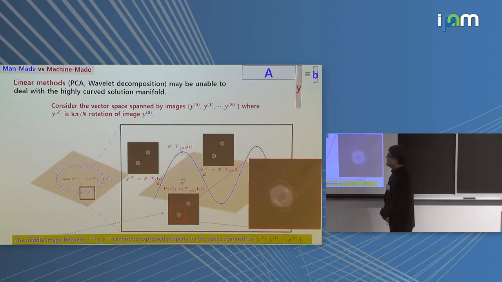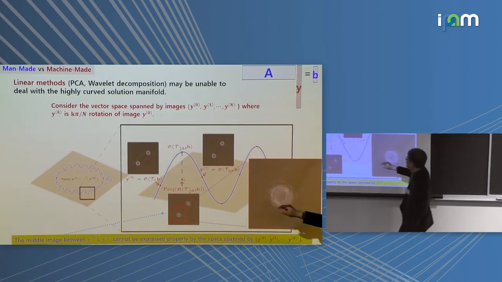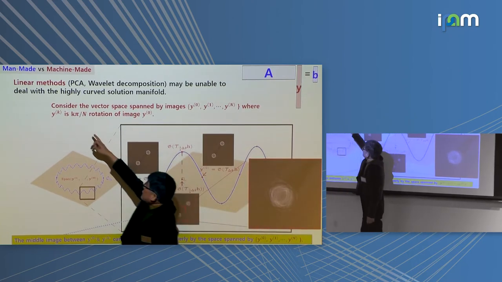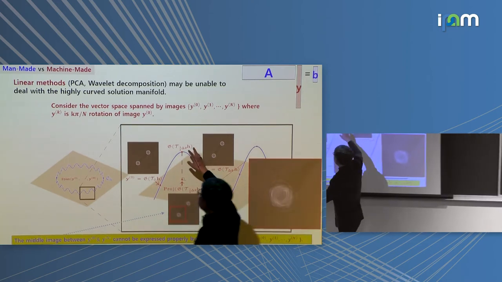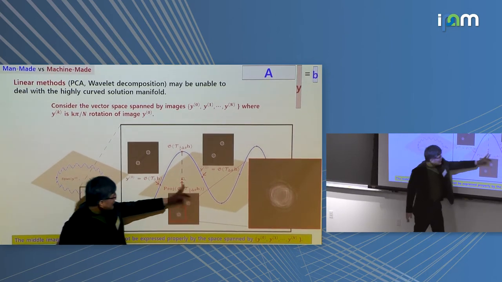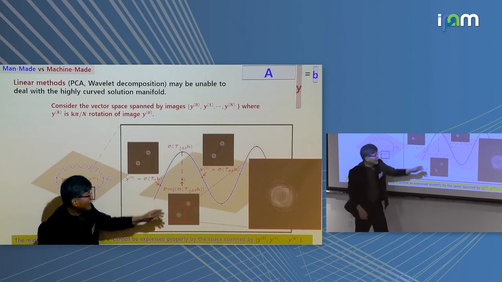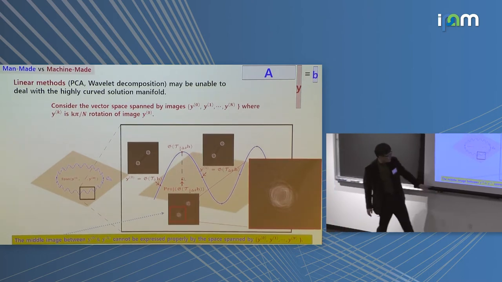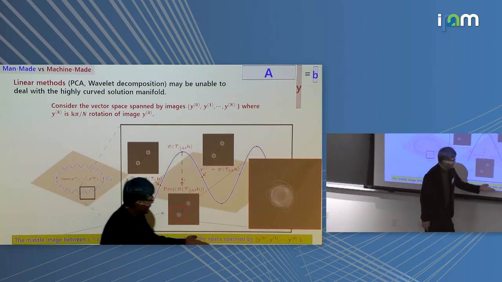Okay, here is the linear method. Consider this one is y0. Consider the vector space spanned by the image y0, and then rotate it, a rotation of the variable. Let me think about that vector space, the space spanned by that rotation; maybe this plane is the vector space. Now, I try to look at the middle of this image rotation. I try to project that image onto this space. The middle image between y0 and y1 cannot be expressed properly by the space spanned by these.